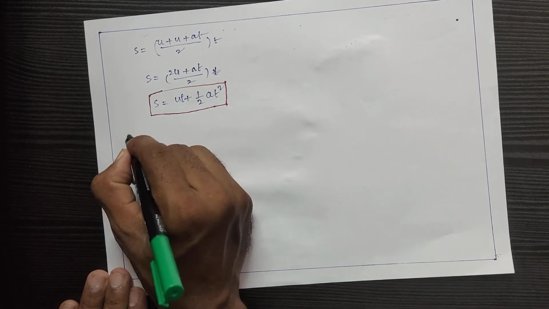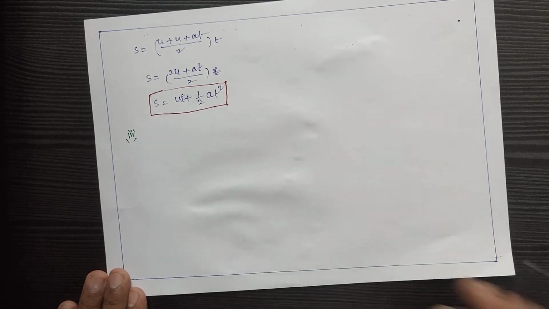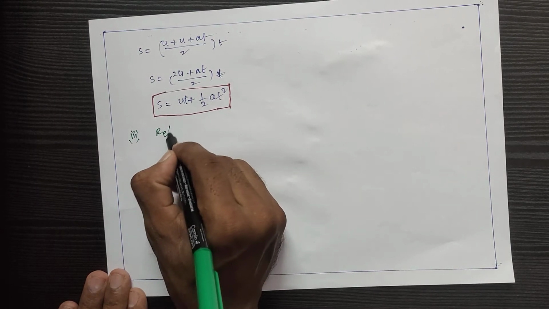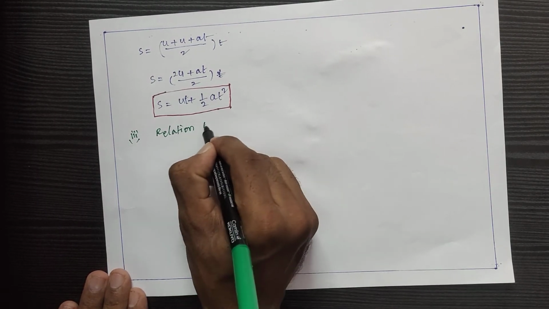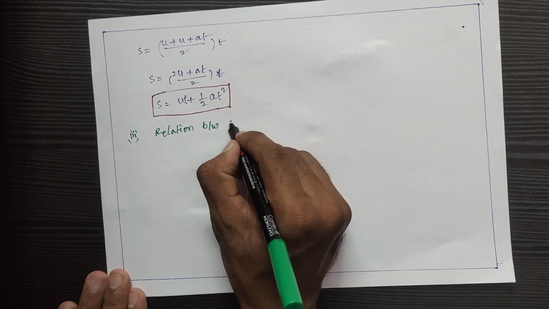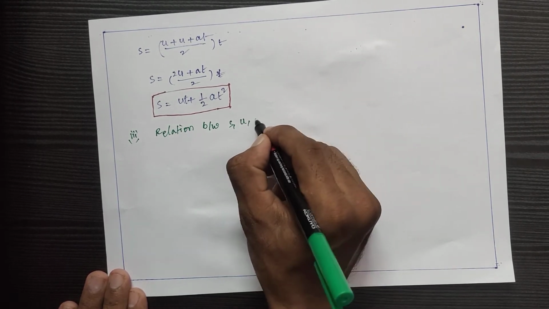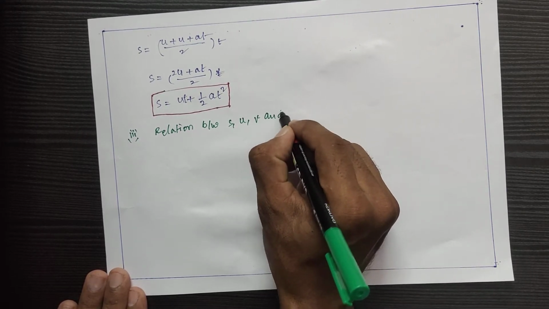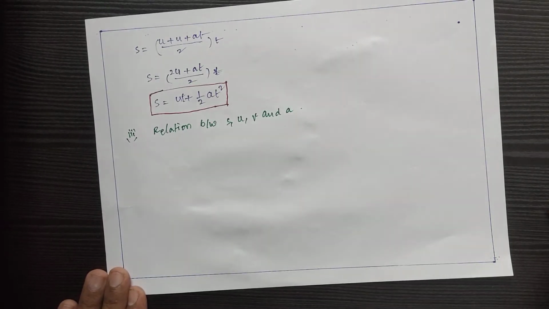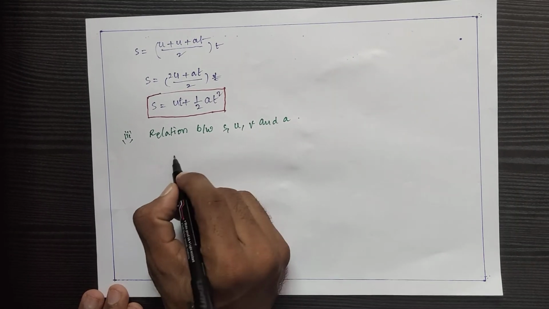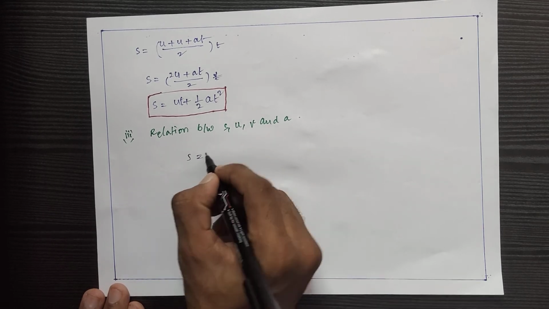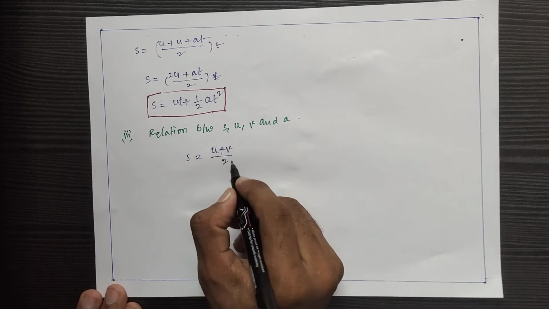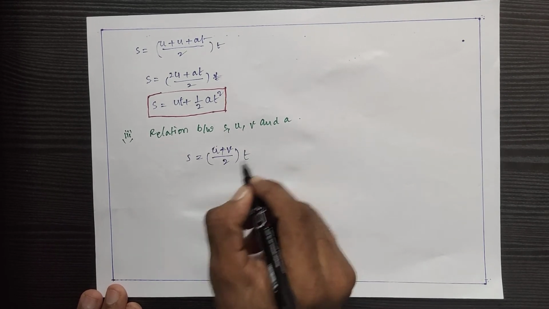And let us see the third one. The third one is the relation between displacement, initial velocity, final velocity and the acceleration a. We have that displacement is equal to average velocity, that is u plus v by 2, initial velocity plus final velocity by 2, into the time taken.